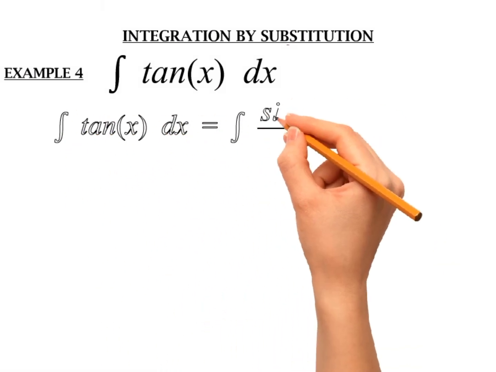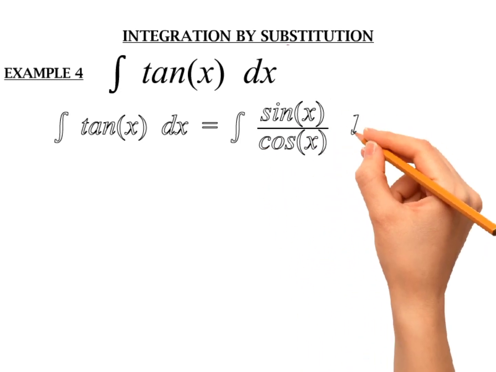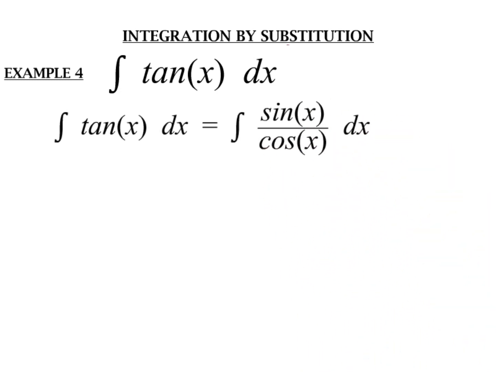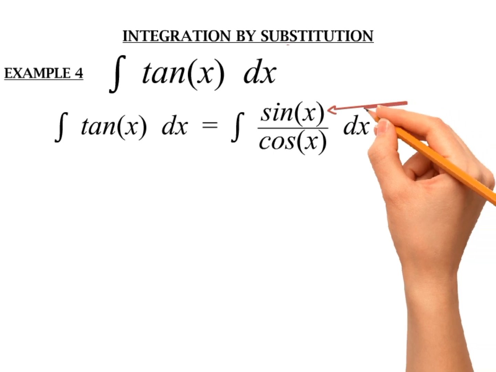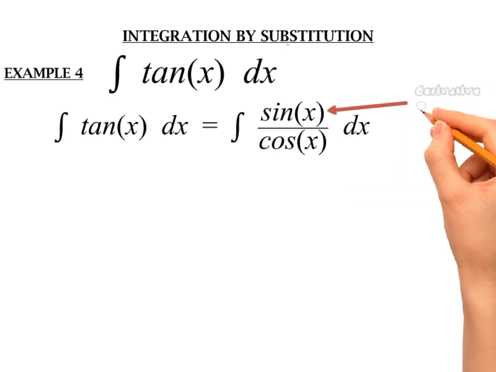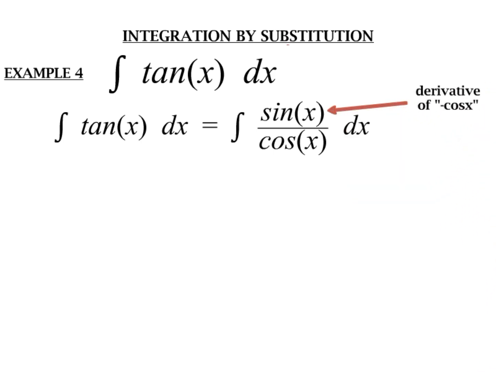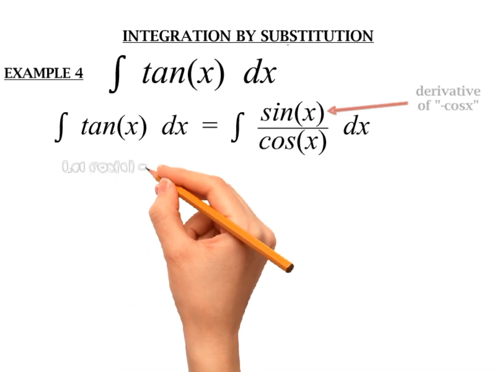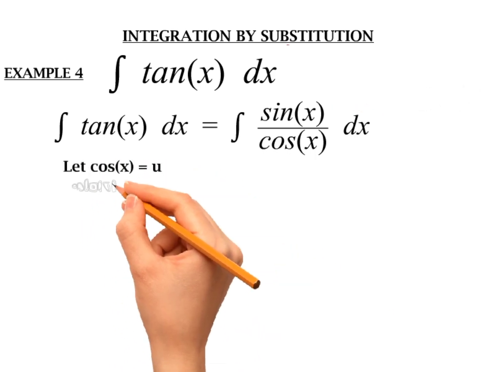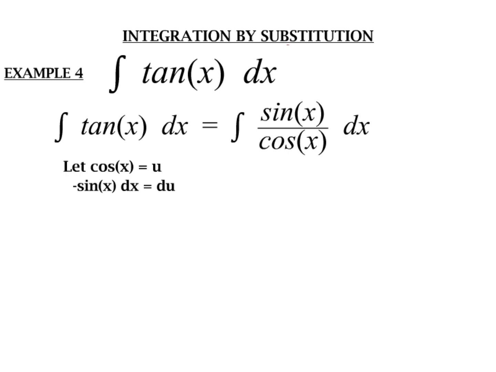You need to first represent tan x in terms of the sine and the cosine before taking the substitute. See the numerator, it is sine x, and it is the derivative of the denominator, the derivative of minus cos x. So, the right substitute is to make cos x equal u. And the rest comes easily.